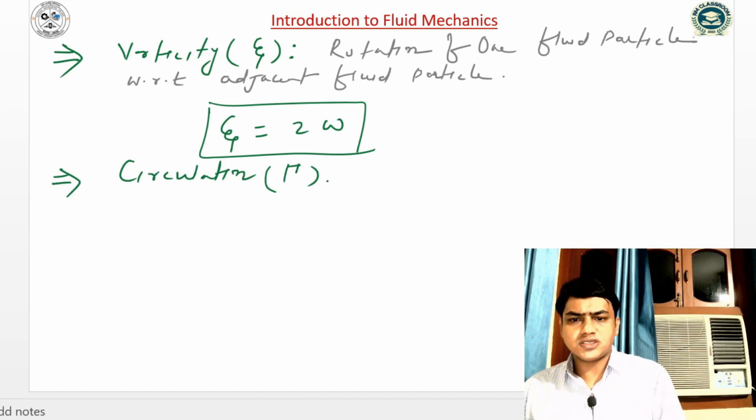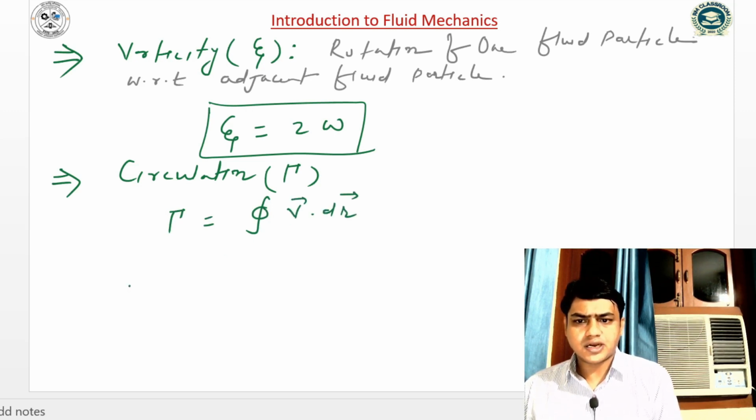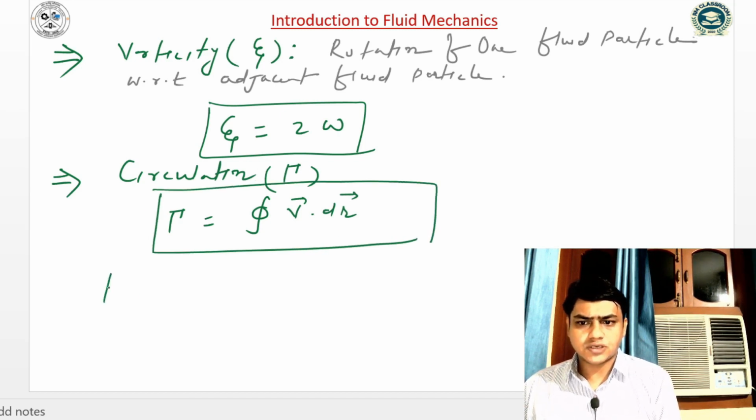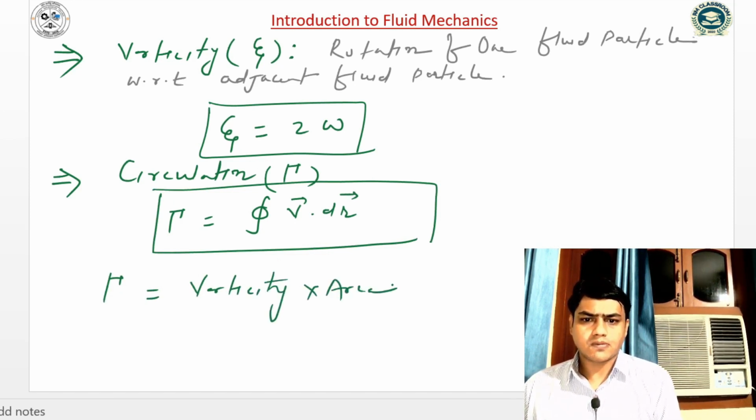Similarly, the circulation. Circulation is the line integral of velocity vector in a closed loop. So it is v dot dr, and if I simplify this, circulation is equal to vorticity into area of the closed loop.